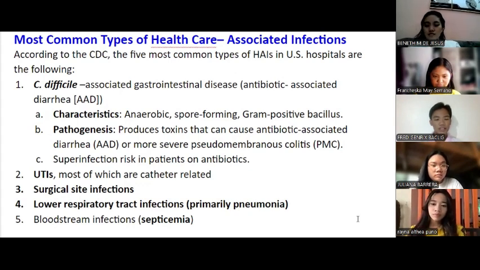Number four is the lower respiratory tract infection, primarily pneumonia. This type of infection occurs in patients who are on mechanical ventilators or patients with pre-existing lung conditions, where bacteria enter our lower respiratory tract, causing inflammation and infection to the lungs.